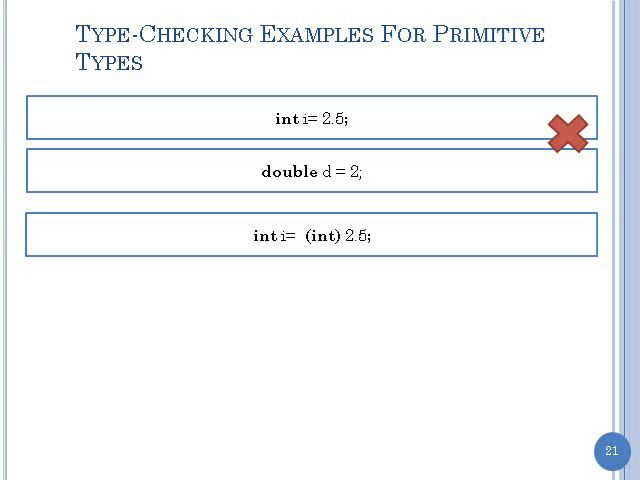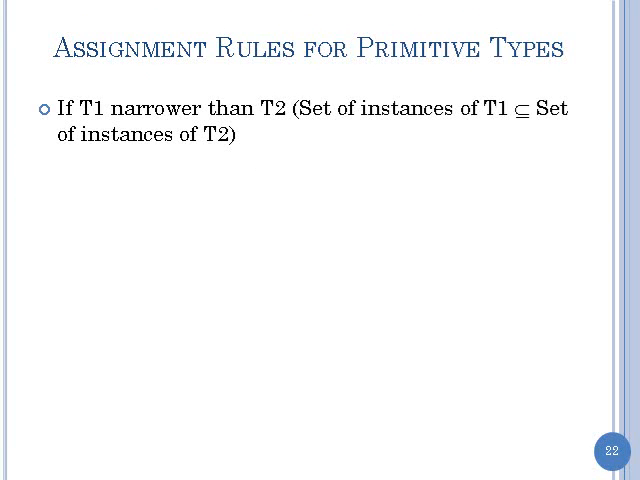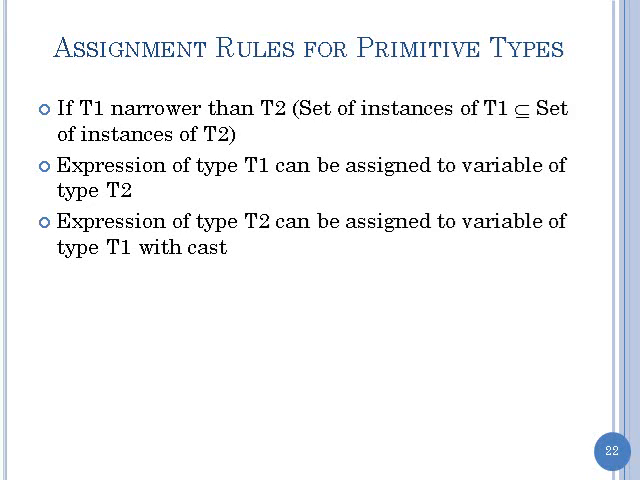So this is a thing that I'm talking about in terms of objects. It also works for primitive values. Same general concept. The concept is this subset thing: if T1 is narrower than T2, it's a subset of T2. Then an expression of type T1 can be assigned to a variable of type T2. We've seen this before, just in a new form with some new relationships. And you can break these rules by using casts.